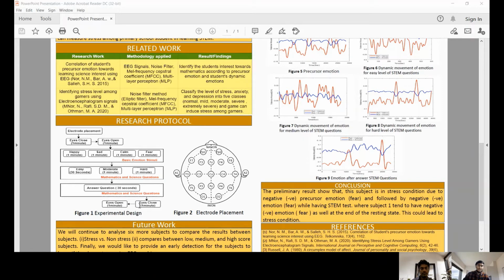Finally, before the end of the experiment, we conduct and record the brain signal of the subject during eyes open and eyes closed again for 1 minute.